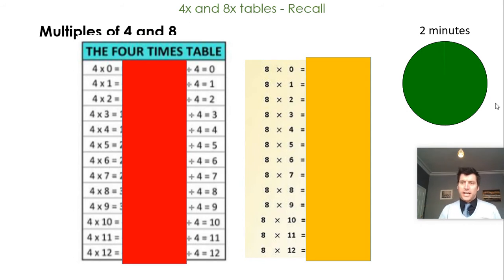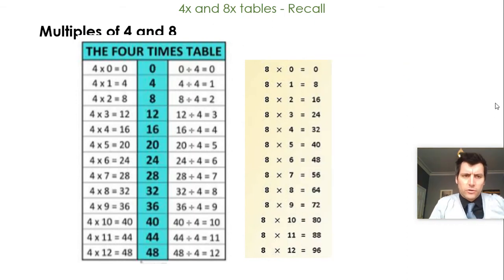Just about did it. Okay, I hope you managed to do it. Did you get it? Let's check if we're right. Okie dokie. So 4 times naught is naught. 4 times 1 is 4. 4 times 2 is 8. We go 12, 16, 20, 24, 28, 32, 36, 40, 44, and 48.